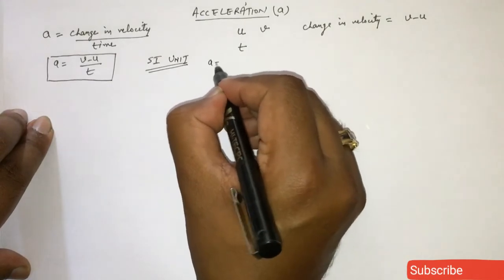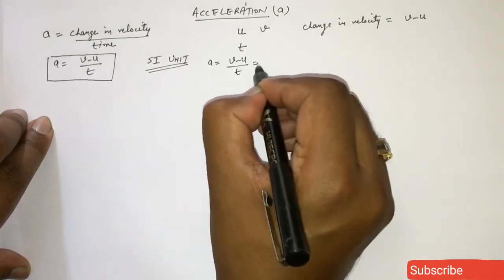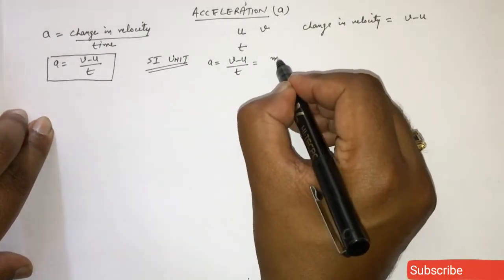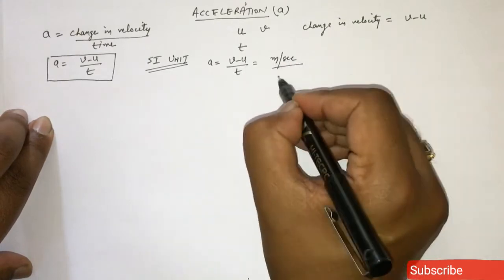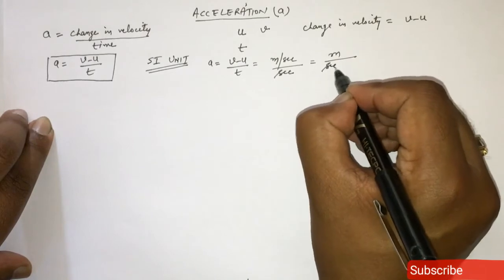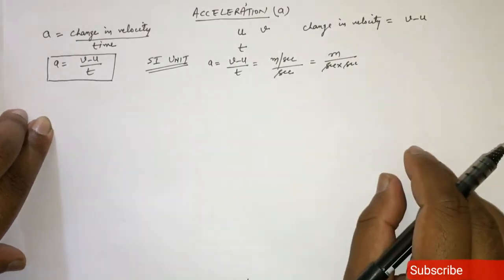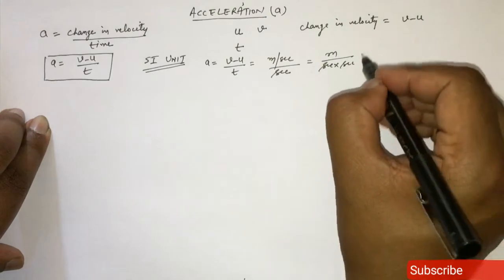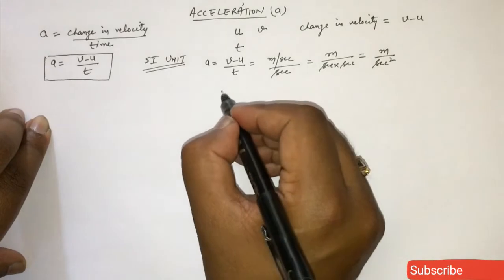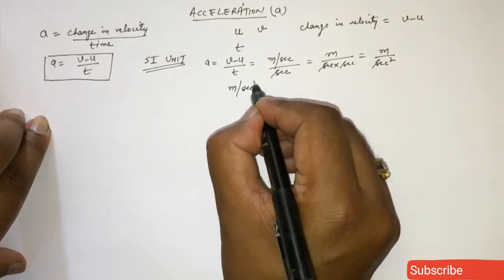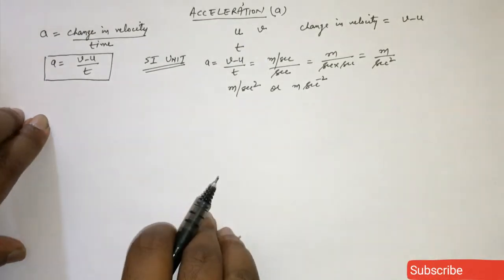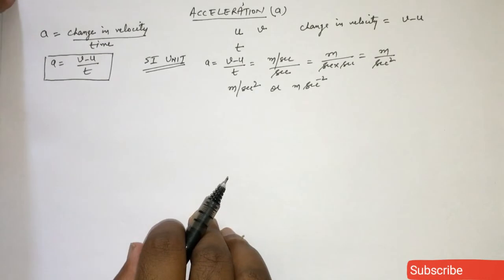Clear? Now let us discuss the SI unit of acceleration. We have the formula A is equals to v minus u upon t, where v minus u is change in velocity. So the SI unit of velocity is meter per second, and for time it is second. It becomes meter upon second into second. Now it becomes meter upon second square. So the SI unit of acceleration becomes meter per second square, or you can write it like meter second raised to power minus 2.